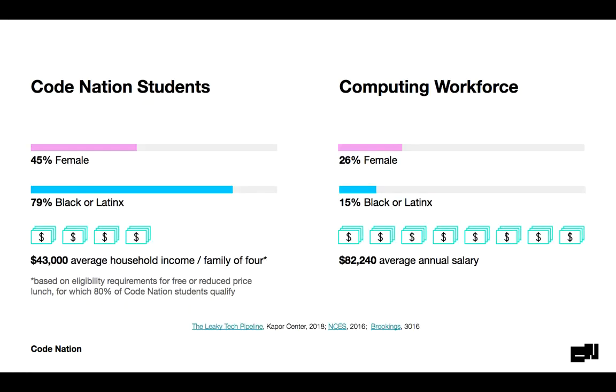If you look at the demographics of Code Nation classes, you'll see that there's a pretty big discrepancy with the demographics of the actual computing workforce. In our classes, 45% of students are female identifying and 79% are Black or Latinx. Because of the schools that we work in, most of our students come from households where the average income is $43,000 or less. Compared to the computing workforce, which is much less female identifying, much less Black and Latinx, the average salary for the average tech worker is significantly higher than the average income of the households that a lot of our students live in.